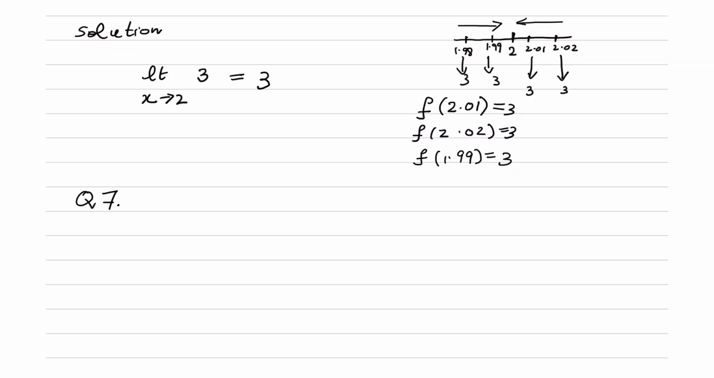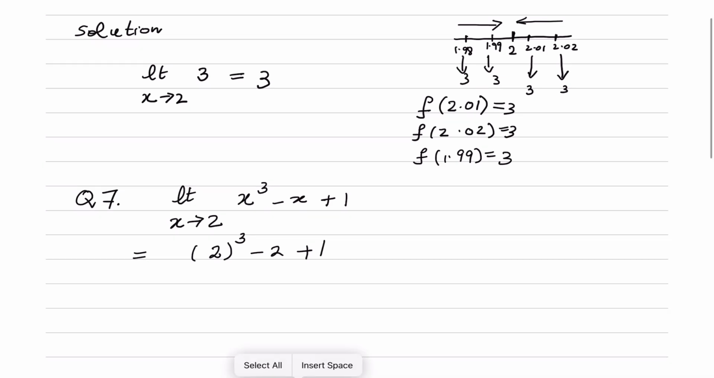Let's try another problem, which is the limit as x is approaching 2, and this time the function is a polynomial. Whenever you have a polynomial and you have to find the limit at a number, you will simply plug the number, in this case 2, into the function. So you have 2 cube minus 2 plus 1, where in the places of x we have just plugged 2. We solve it and we get 8 minus 2 plus 1, which is 7.